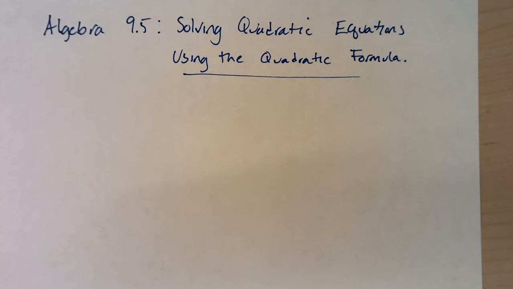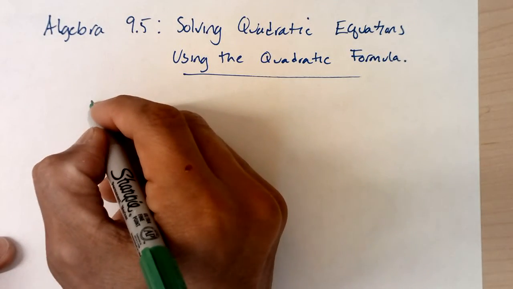All right, this is Algebra 9.5. We'll be solving quadratic equations, specifically using the quadratic formula. Remember, when you're solving quadratic equations, you're also finding the roots, the zeros, or the solutions to the quadratic equation. Okay, so a quadratic equation that we'll be solving will look like this.